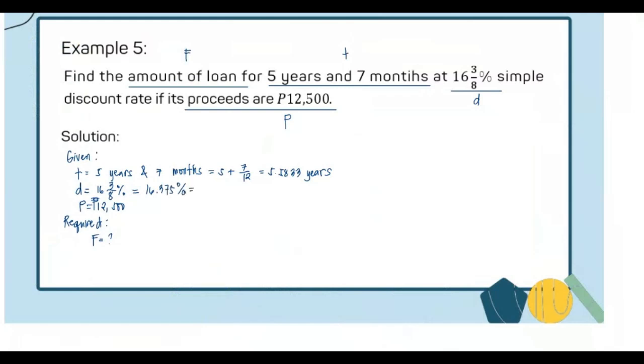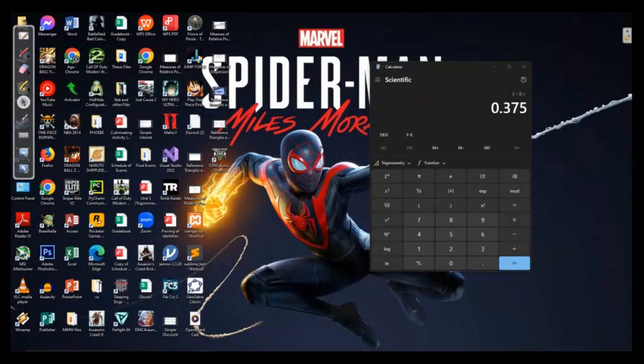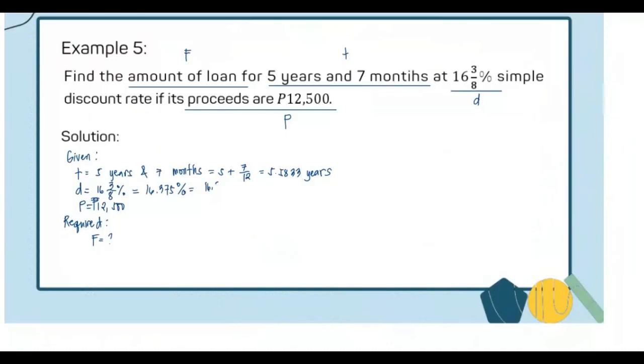So, it's going to be 16.375%. And then, we're not done yet because this is still in percentage form. We are going to divide the whole thing with 100, so that we come up with the decimal form of our percentage value. So what we are going to do is move 2 times to the left from our decimal point. So it would be 0.16375, yung equivalent na decimal value ng ating 16 and 3/8%. So we're good now with the values of our given. We could make use of this one na to find our F.